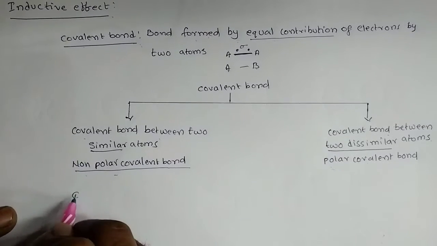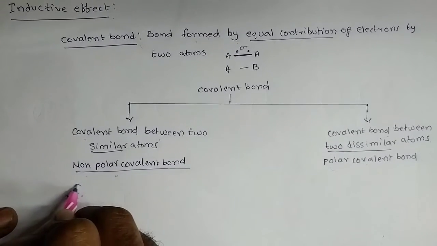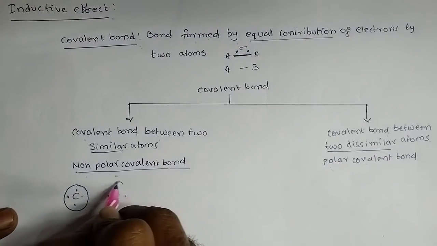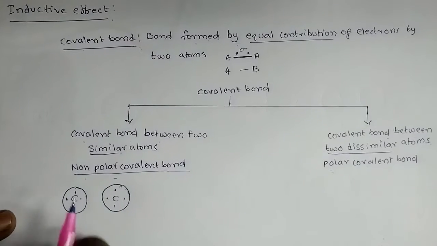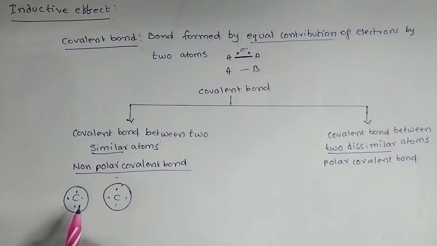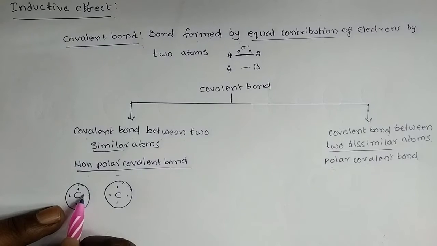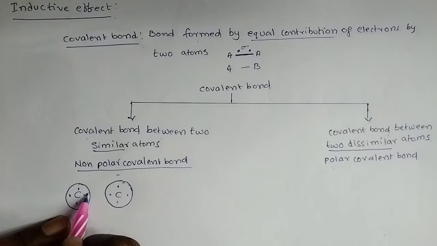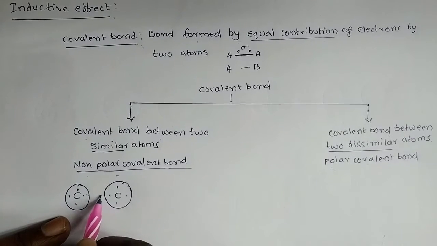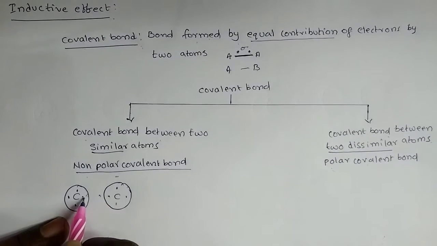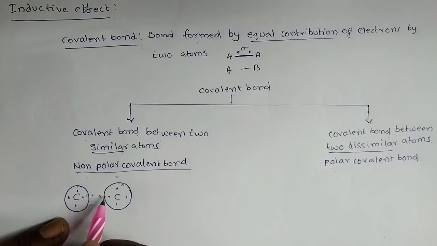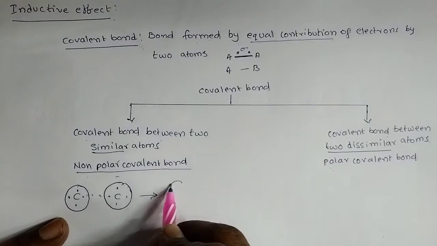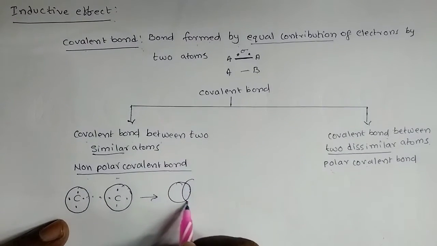So carbon atom 1, 2, 3. During the formation of covalent bond, from this carbon atom one electron is shared to form a bond. From this carbon atom, one electron is shared. So from this carbon atom one electron, from this one electron. There is a sharing of electrons between two carbon nuclei. During sharing, they form the bond like this.